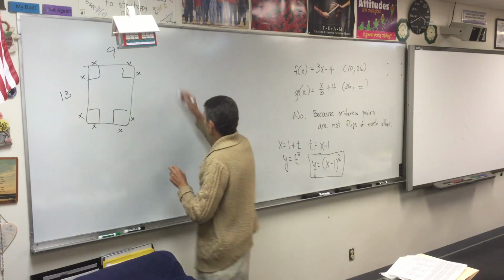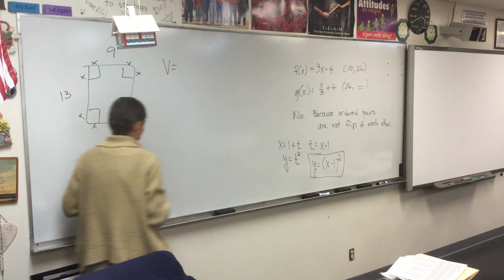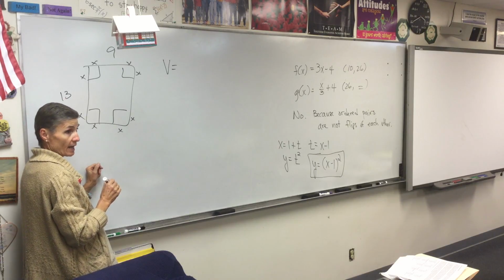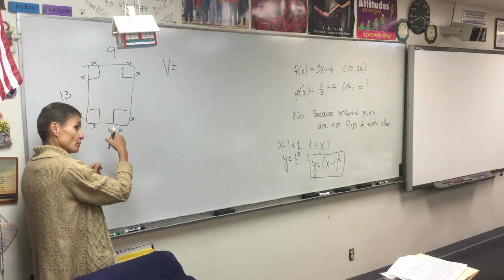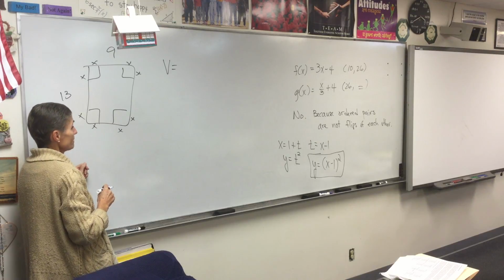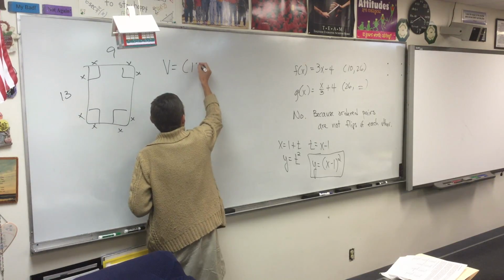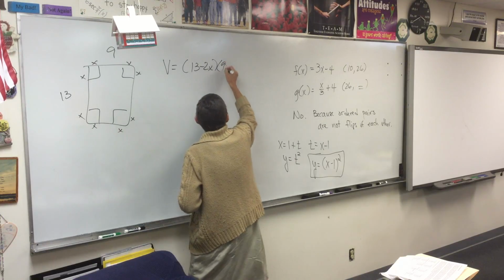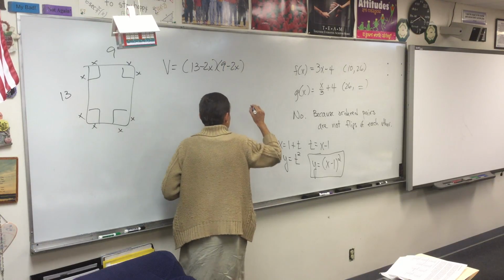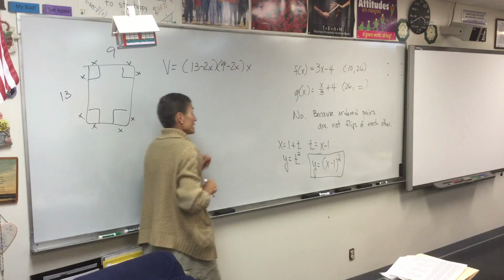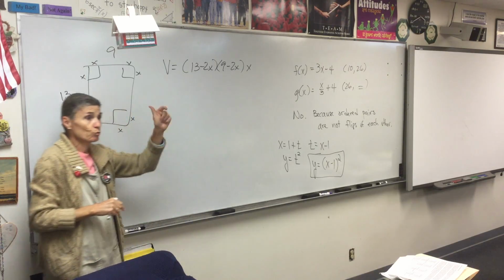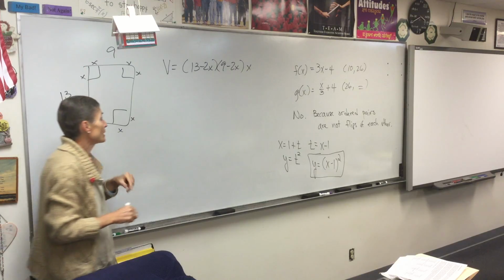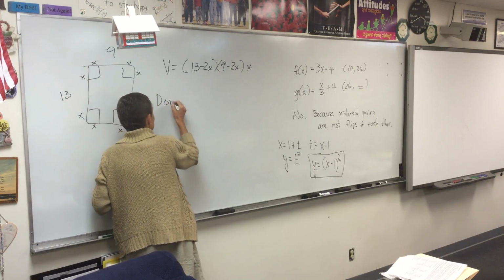Okay, what's our equation? Length times width times height, which for this particular problem will be 13 minus 2x times 9 minus 2x times x. Don't forget that x. You need length, width, and height. 3 things.